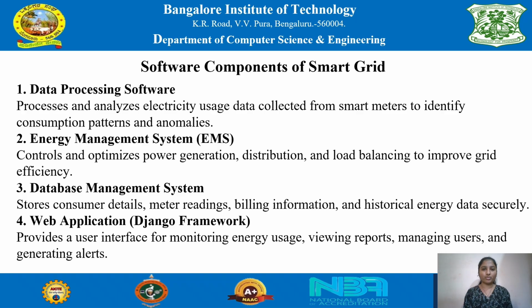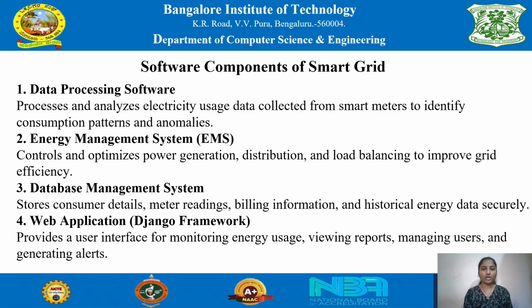Software components of smart grid. Data processing software. This software processes electricity usage data collected from smart meters. It analyzes the data to identify consumption patterns, peak usage and abnormal behavior. This helps in reducing energy loss and improving decision making.